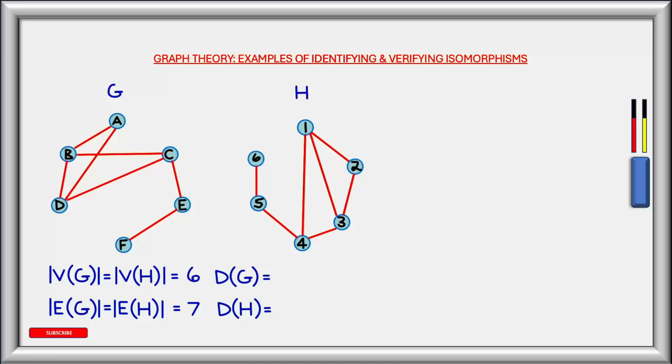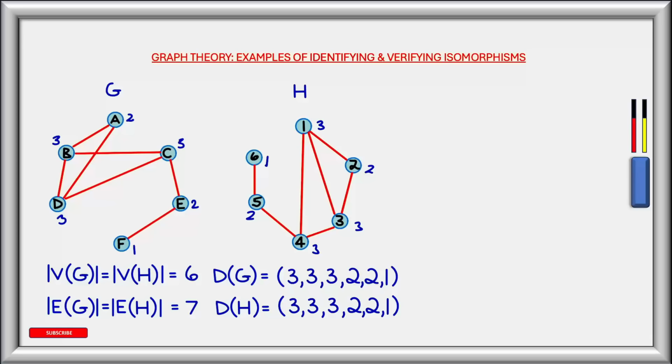In graph G, vertex A has a degree of 2, B has a degree of 3, as it has 3 edges, C has a degree of 3, as it also has 3 edges, and D has a degree of 3. E has a degree of 2, and F has a degree of 1. In graph H, vertex 1 has a degree of 3, vertex 2 has a degree of 2, vertex 3 has a degree of 3, and vertex 4 has a degree of 3. Vertex 5 has a degree of 2, and vertex 6 has a degree of 1.